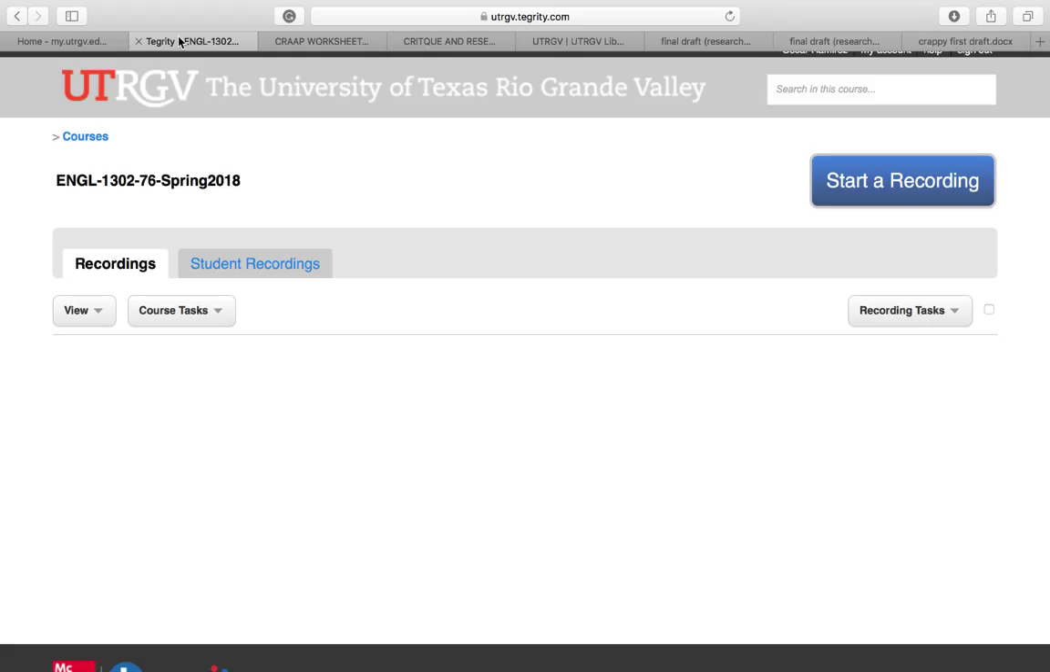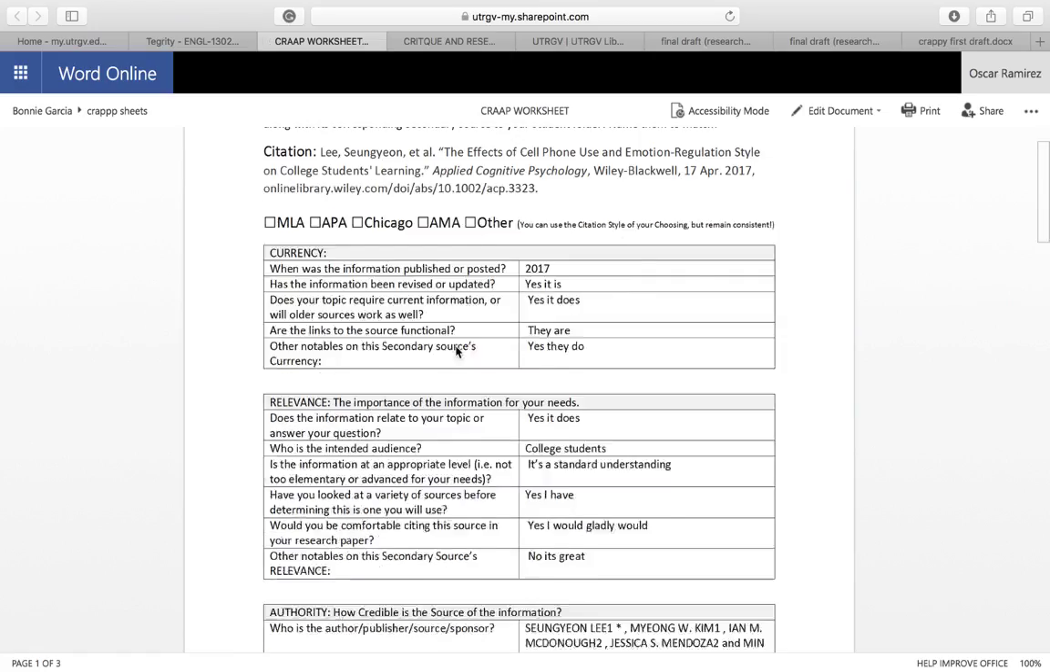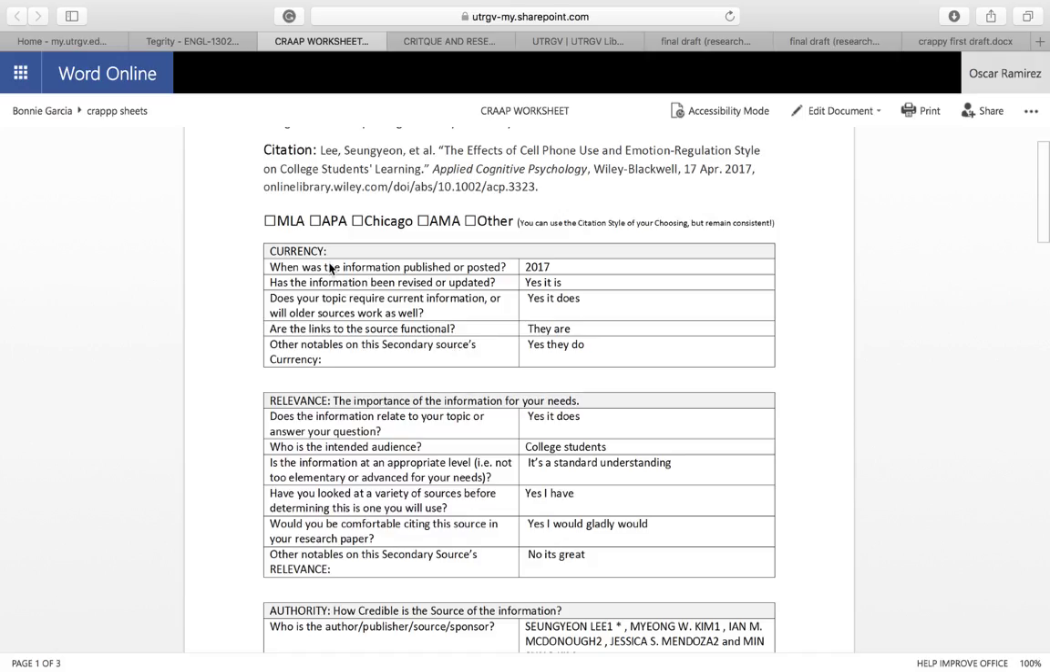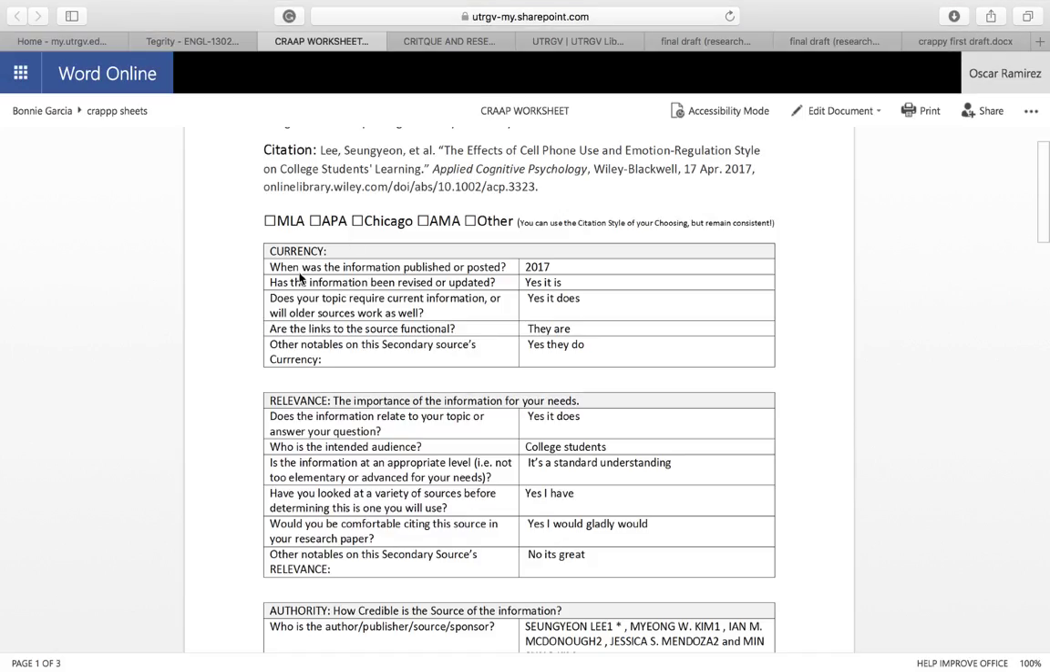I didn't really know about any of that, but after I took this class, what I started to learn was there's ways to figure out if the research that you have is actually good. And one of the ways that we used was a CRAP sheet. And here's one of them for the articles that we did. And the CRAP sheet has multiple questions to see if the information you're using is good.